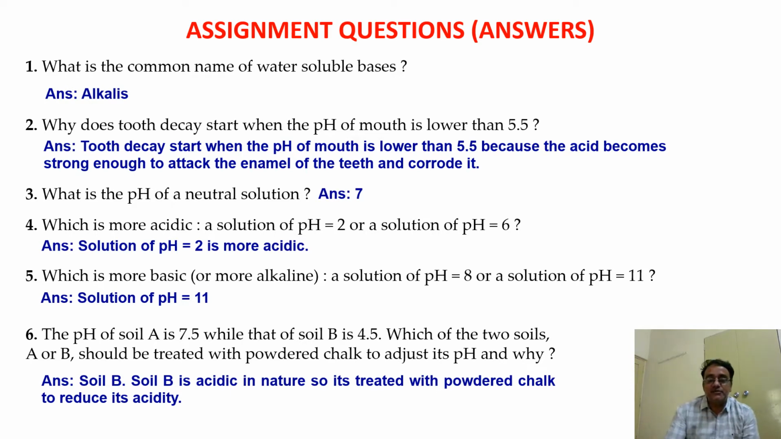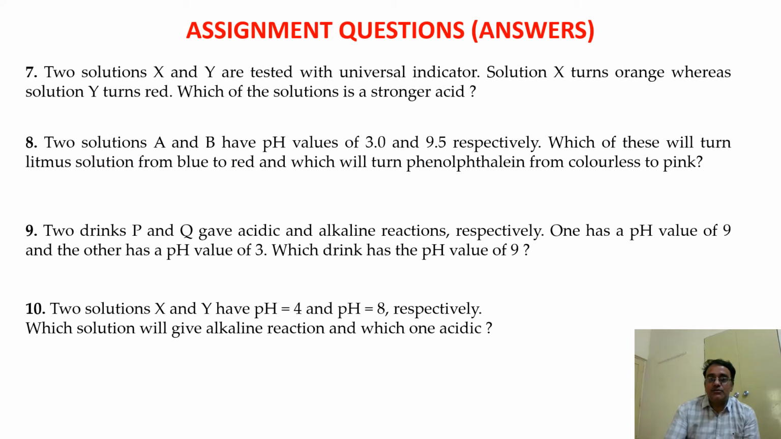So now let us move towards question 7. Two solutions X and Y are tested with universal indicator. Solution X turns orange whereas solution Y turns red. Which of the solutions is a stronger acid? So here solution Y is the stronger acid. Why? Because Y turns red.